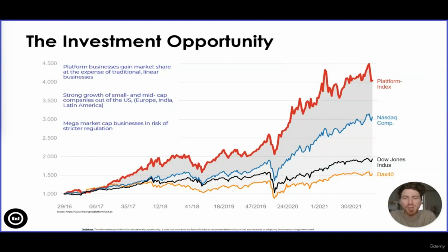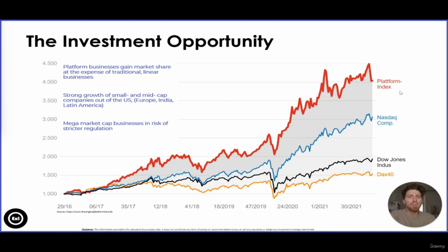Digital platforms and the investment opportunity. When you look at this graph from 2016 to 2021, you see 4 different indices. Here on the bottom, you see the performance of the DAX 40, the German stock index. You see the Dow Jones Industrial Index. Here, the Nasdaq Composite, which consists of mainly tech companies, and the Platform Index.